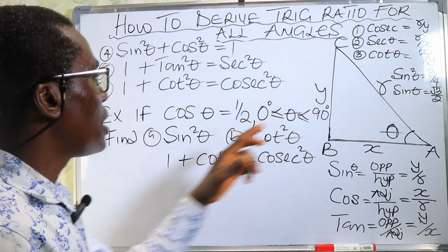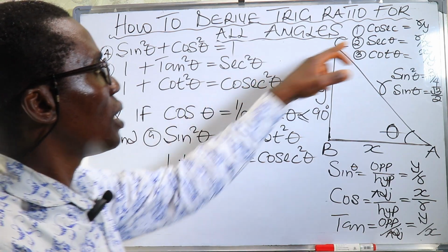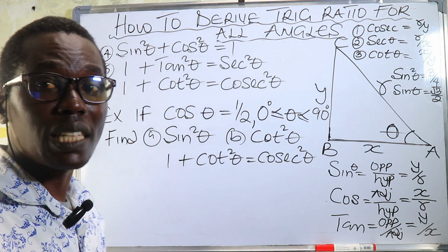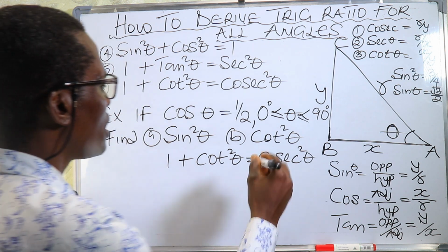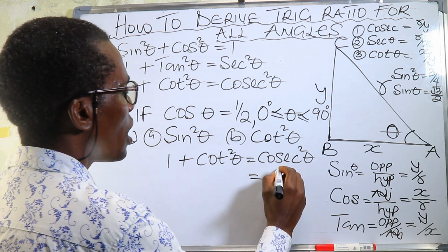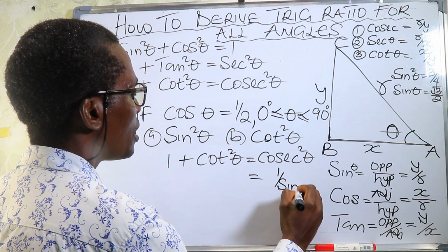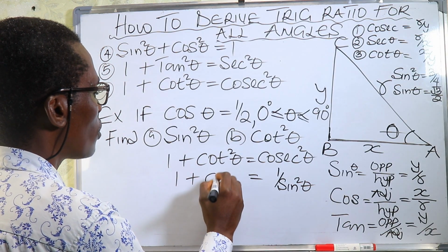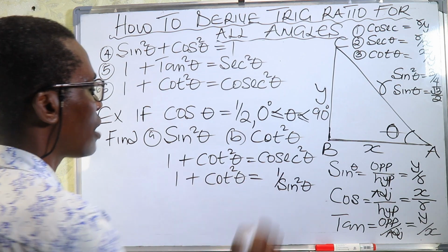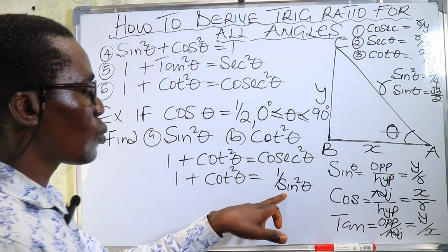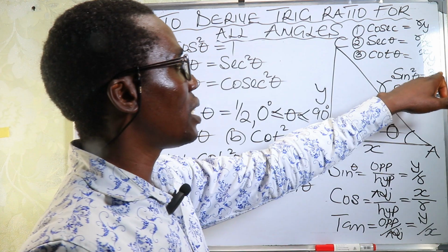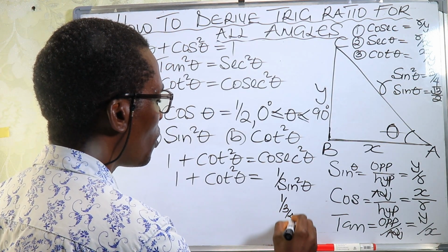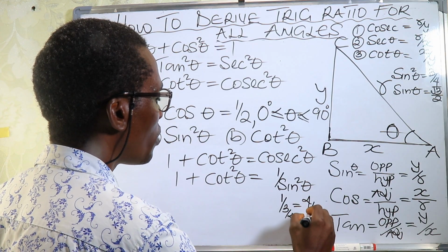So make you remember say cosec na 1 all over sine theta. Remember that time we derive am. So that means say this one will give us wetin? 1 all over sine wetin? Sine square theta. So this one will give us 1 plus cot square theta. So remember say sine square theta na 3 over 4. So if we get 1 divided by 3 over 4, go dey equal to 4 over 3.